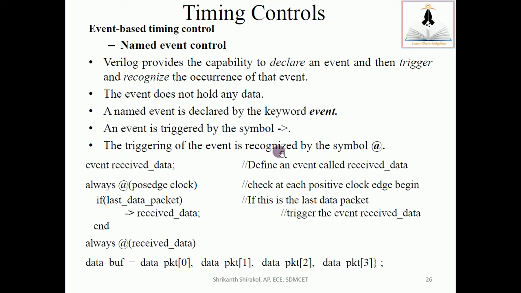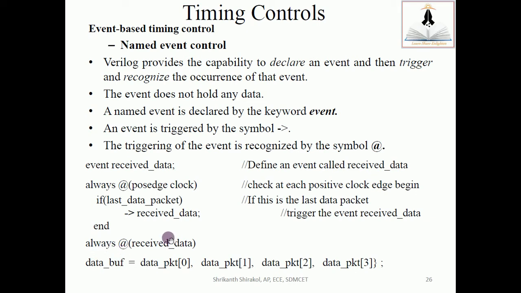The triggering of an event is again recognized by the at symbol. Whenever you want to recognize a triggered event, you should use the at symbol. There's a small piece of code that explains its importance. Event is a keyword. received_data is a variable declared using this event. Always at posedge: whenever a posedge is encountered in the clock, the statement gets executed. I'm using an if statement, a conditional statement. If last_data_packet is 1, this event is triggered, and that is mentioned by specifying the triggering symbol, hyphen greater than. Once it triggers, it will go to the next block.